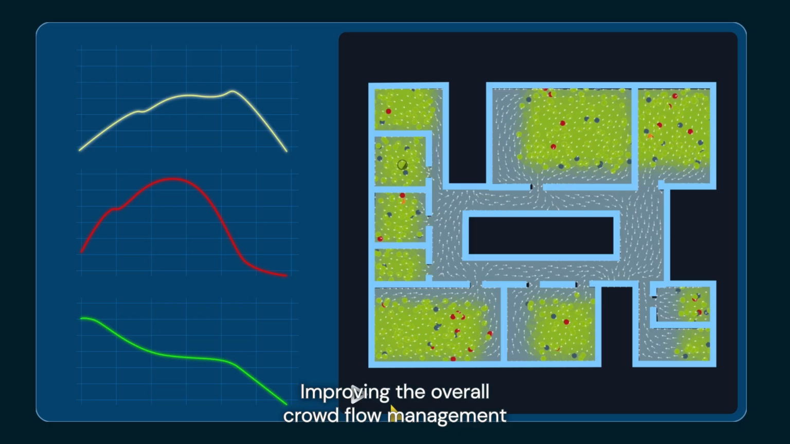Improving the overall crowd flow management not only reduces the risk of panic, but also ensures that large crowds can move safely through spaces.